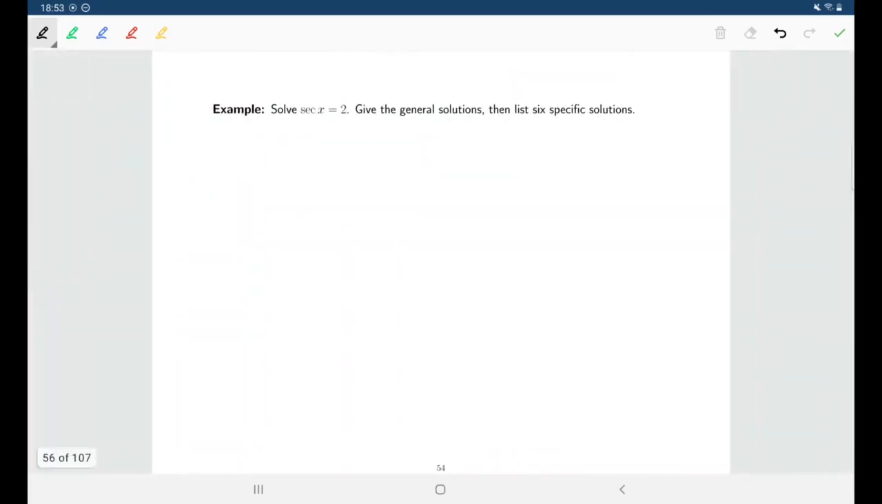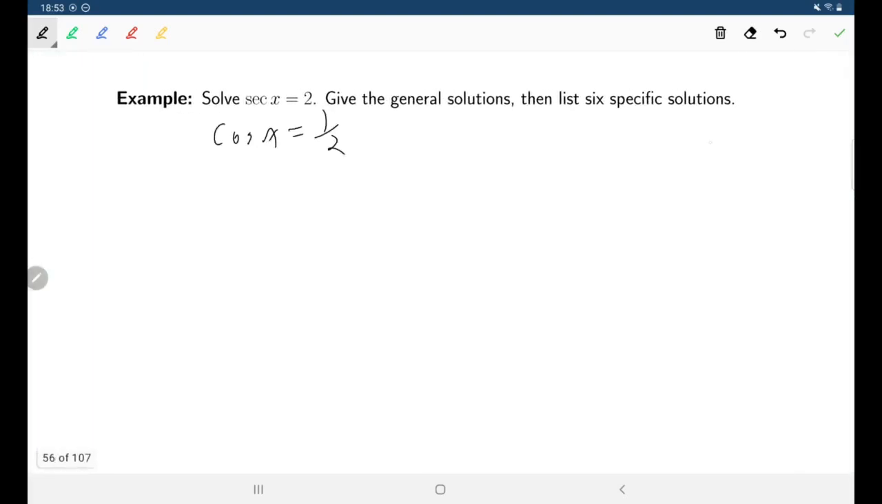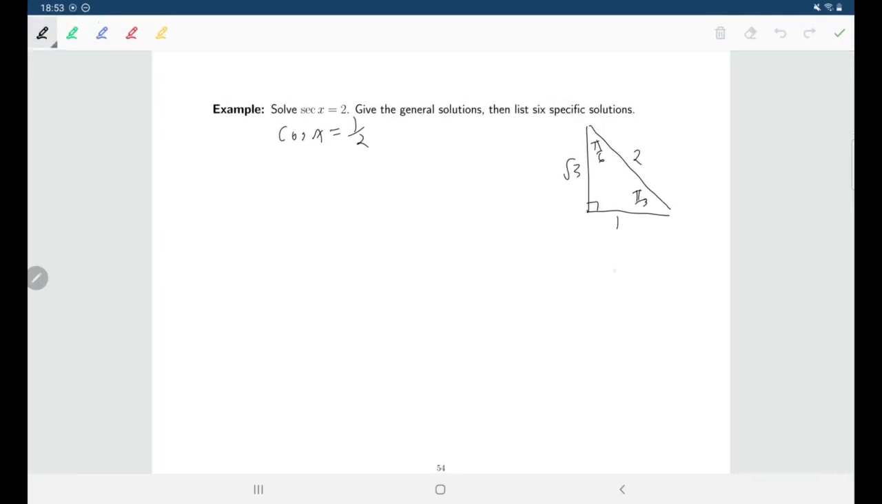So I'm going to start off with this. We're looking for secant of x equals 2, which is, of course, the same thing as looking for cosine of x equal to a half. And if you're thinking about your special triangle, the 30, 60, 90 triangle, we know that cosine of pi over 3 is equal to a half. So we know one possible solution already: one of them would be found at pi over 3, one of the places where cosine is positive a half.